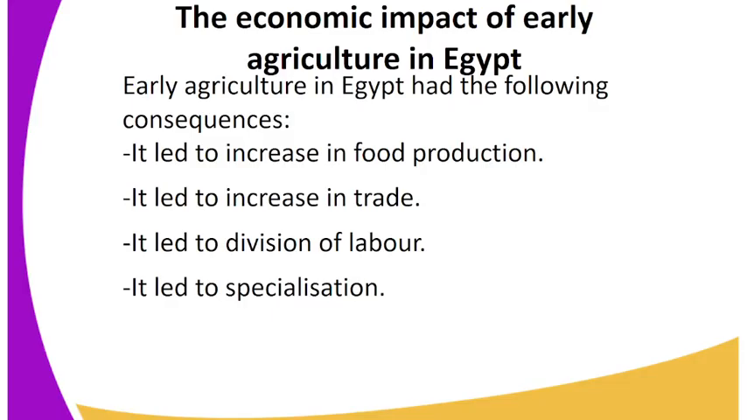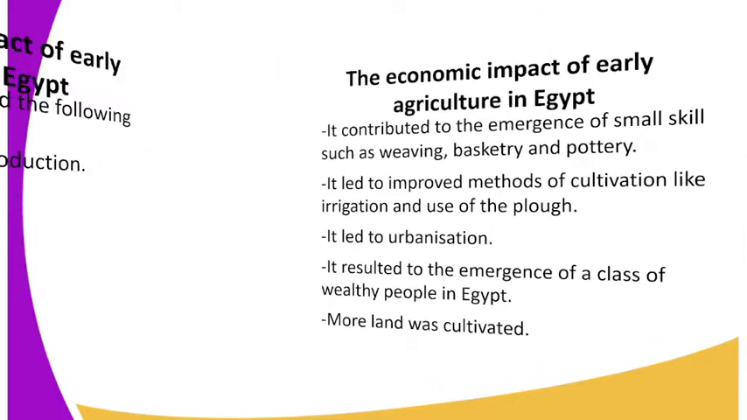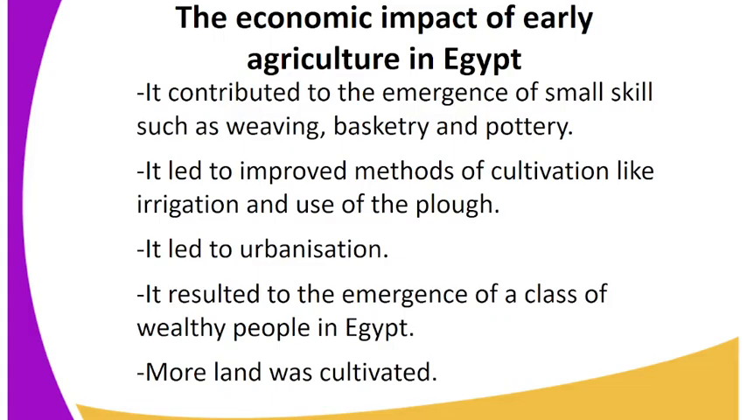You will find that early agriculture had a number of impacts on Egypt. It led to the increase of food production and increase of trade with other countries. It also led to the division of labor, and finally there was specialization, whereby people settled down and carried out different activities according to their gender, their social status, and also their social classes. Then agriculture contributed to the emergence of small skills such as weaving, basketry, and pottery.